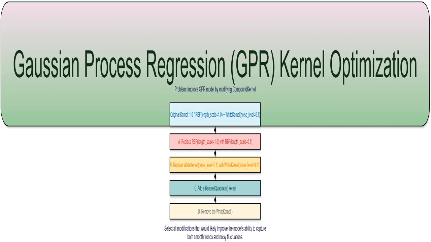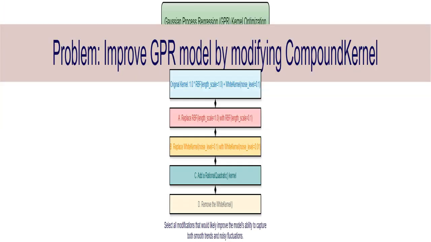Think of a kernel as a function describing how similar data points are. Optimizing the kernel is key to a good model. GPR uses probability to make predictions, making it more robust than some other methods. I want to improve a Gaussian process regressor model.